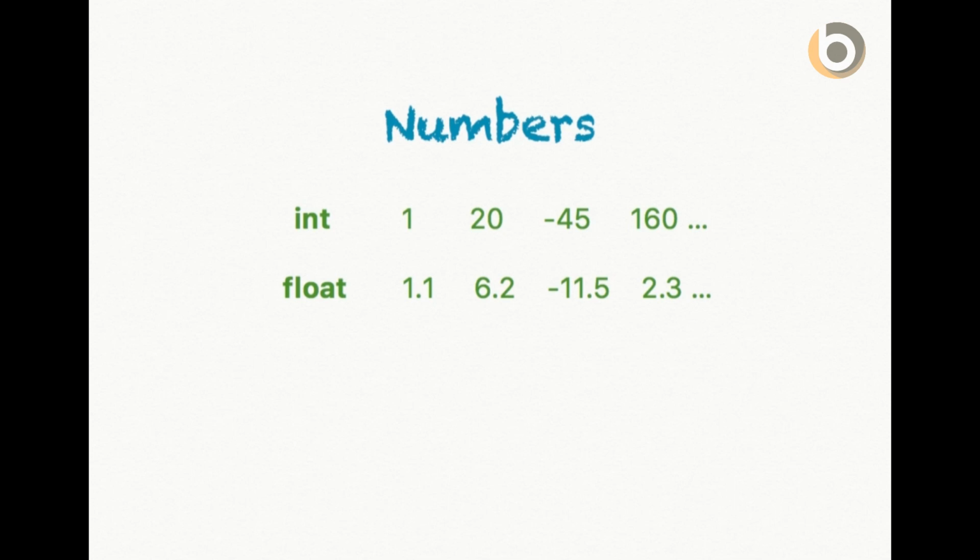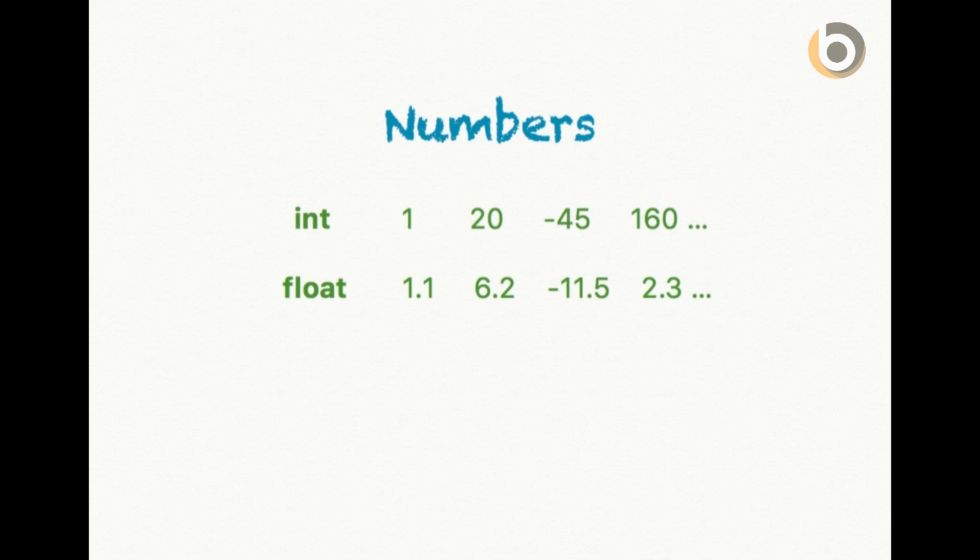In this session, we will learn about numbers. There are two basic types of numbers in Python, integers and floats. Simple numbers without decimal points have data type integer represented by int. It includes all the natural numbers.